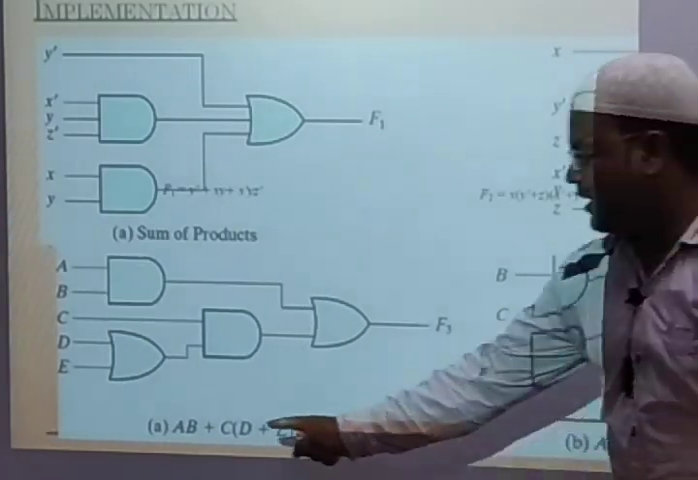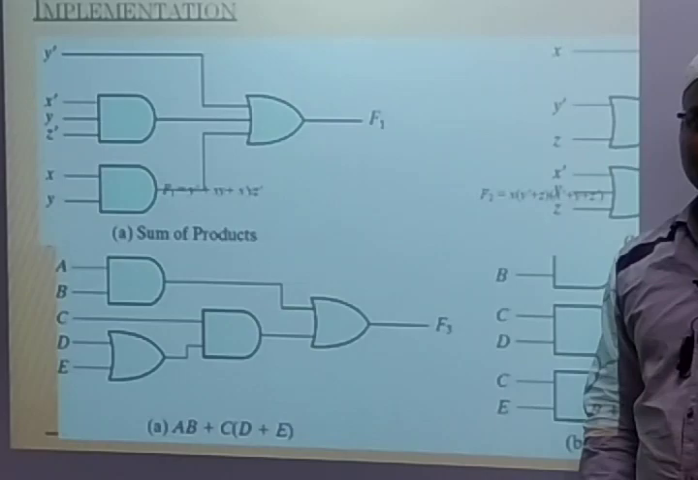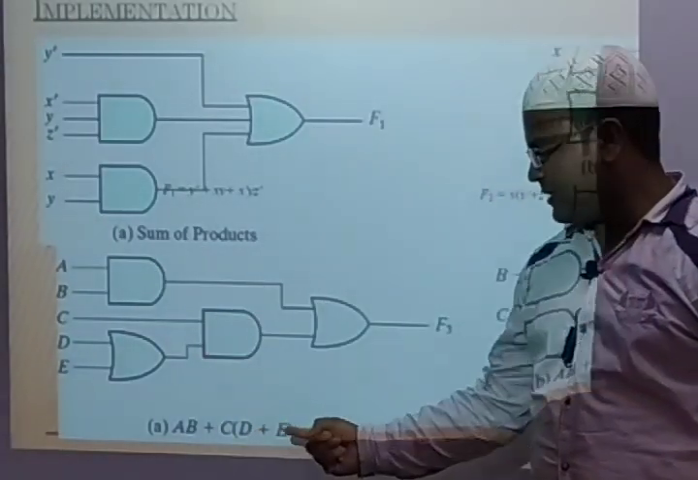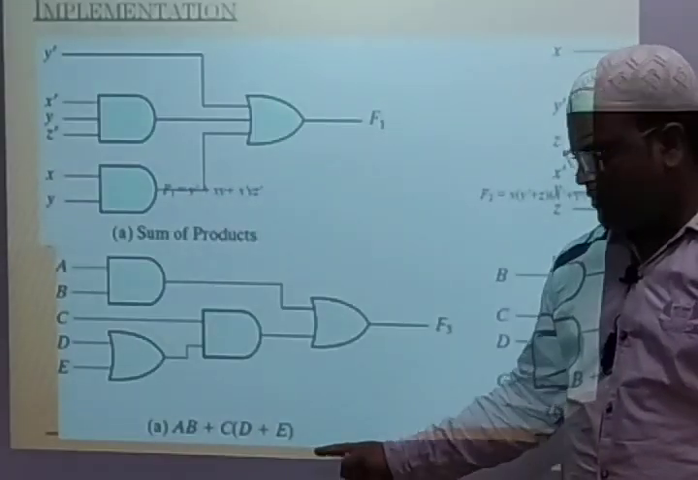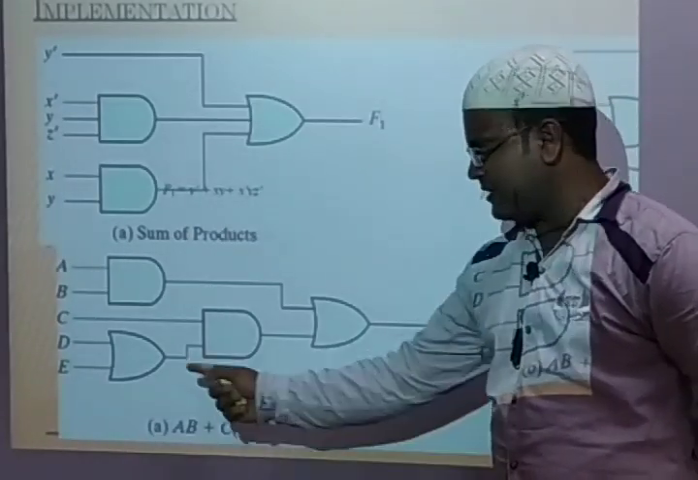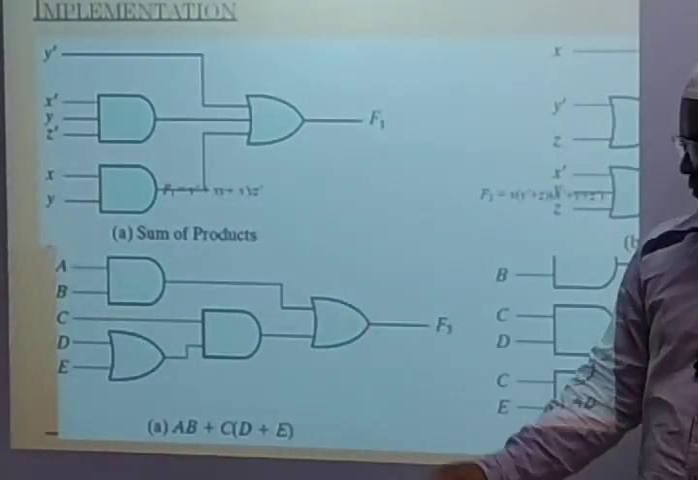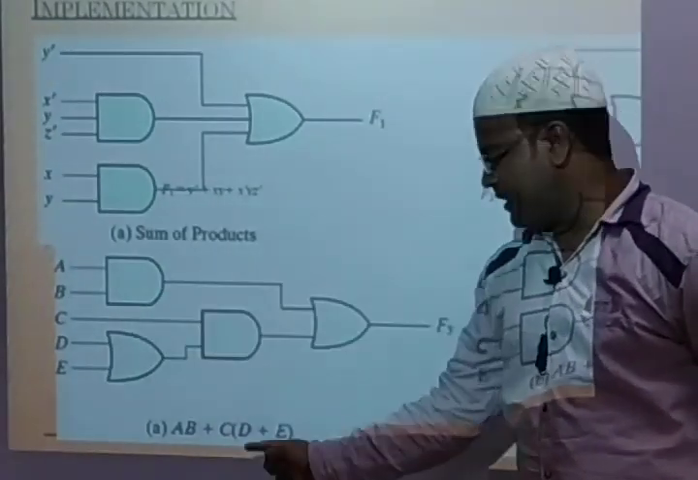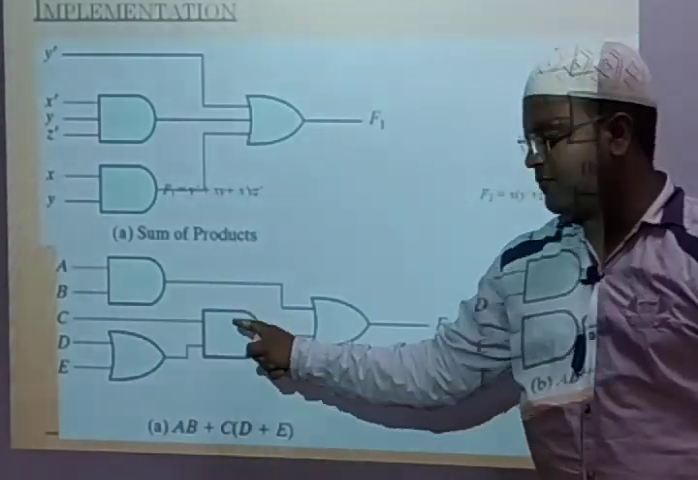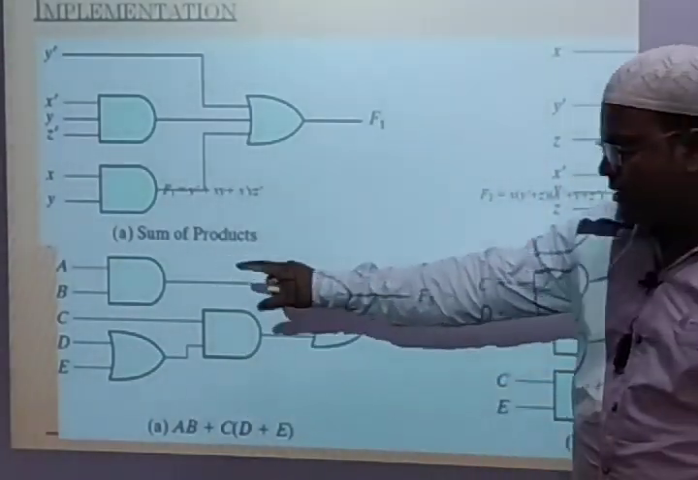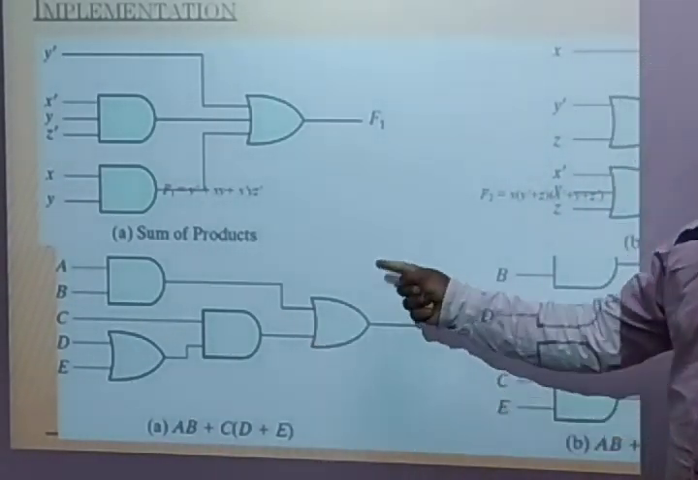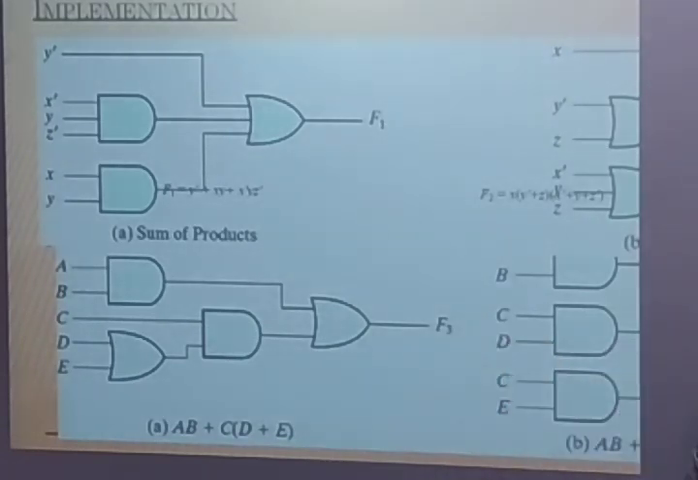So here also AB plus C of D plus E. For this what have we taken? We have taken AB, that is one AND gate. Next C of D plus E. D plus E, what does plus indicate? OR gate. So we connected one OR gate for D plus E. After knowing D plus E and AB, next we multiply C with D plus E, and we get one more AND gate. After these two AND gates, we need to add, so we connected one more OR gate. That's how this function has been implemented.